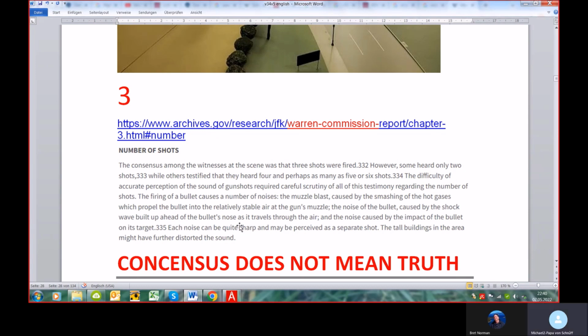Caused by the shockwave built ahead of the bullet's nose as it traveled through the air.